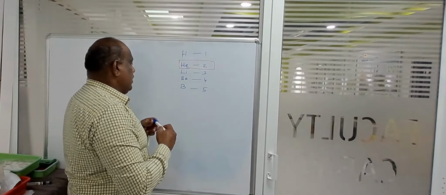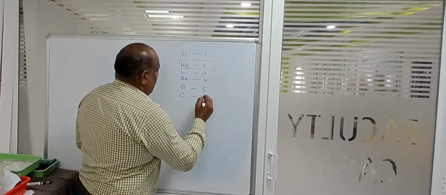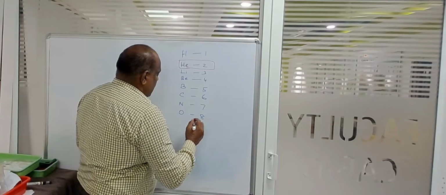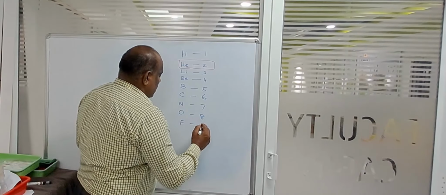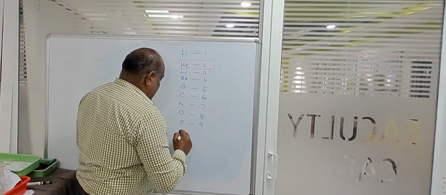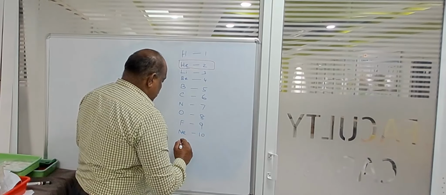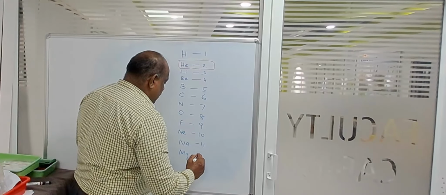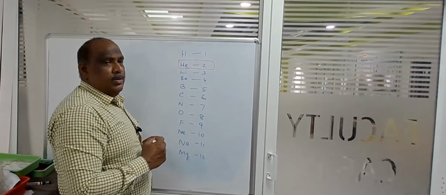And we can see here carbon, then followed by nitrogen, oxygen, and fluorine, then neon. Sorry, fluorine is 9 and neon is 10. And sodium is 11. Magnesium is 12. So let us go up to 12. Then we'll come ahead once again.